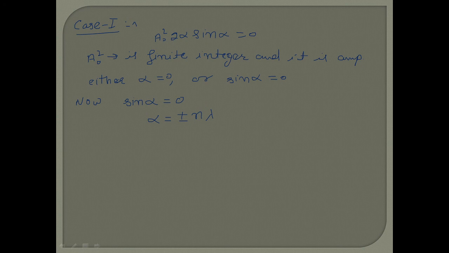Clear? This value, and alpha is not equal to 0 because if alpha is equal to 0, then what will happen? Then sin alpha divided by alpha becomes indeterminate form.